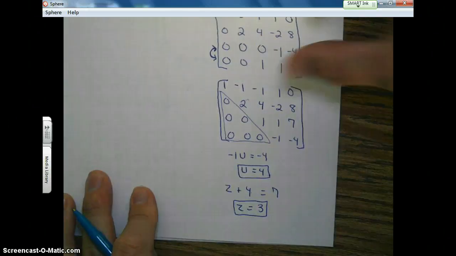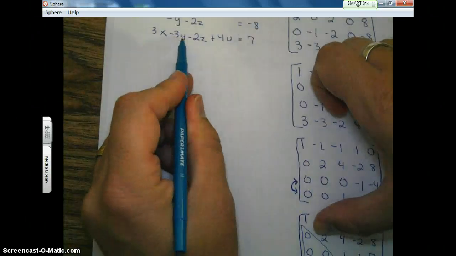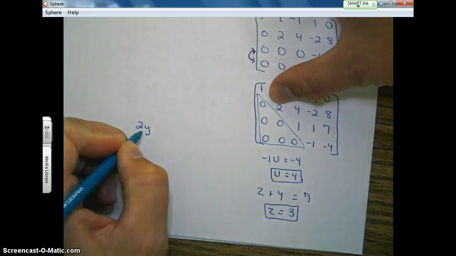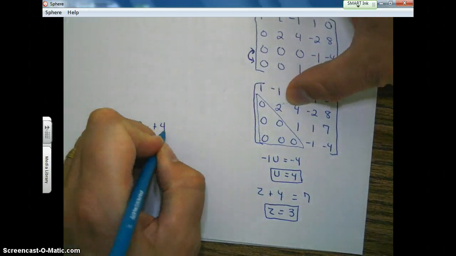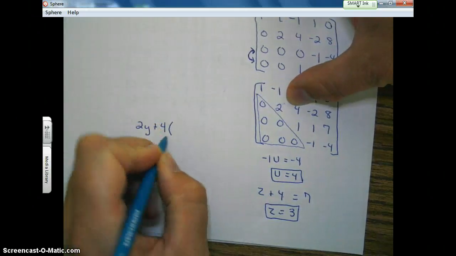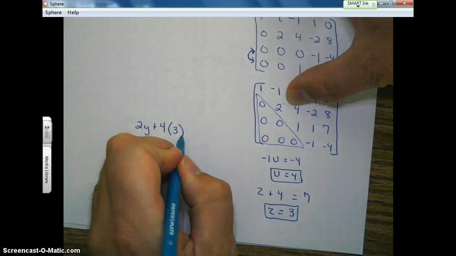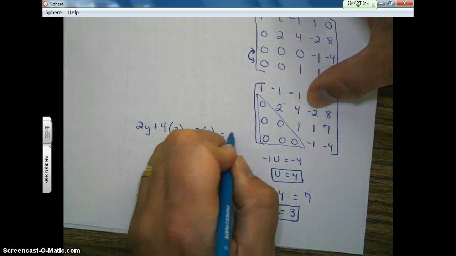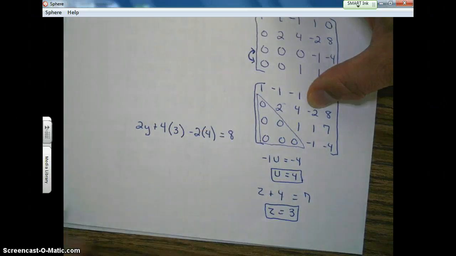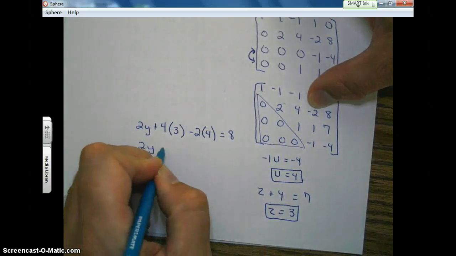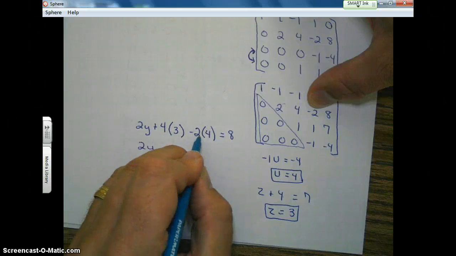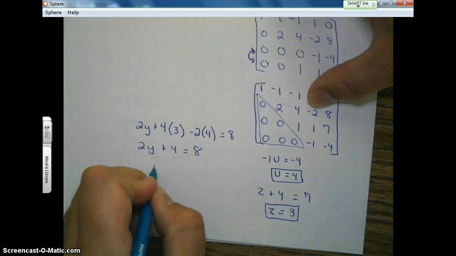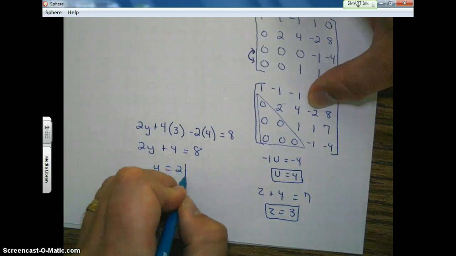Okay, back up to the next one. Our next letter is y. So we're going to have 2y plus 4z, which is 3, minus 2u, which is 4, equals 8. So we get 2y. 12 minus 8 is 4. So solving this, we get y equals 2.